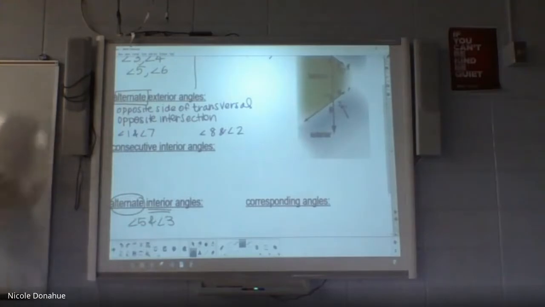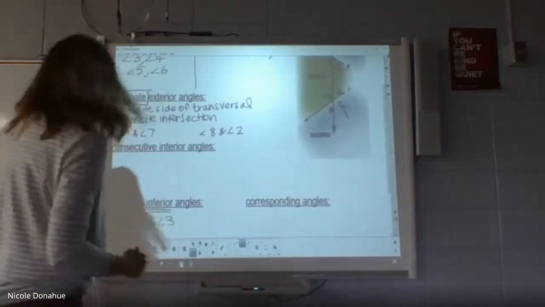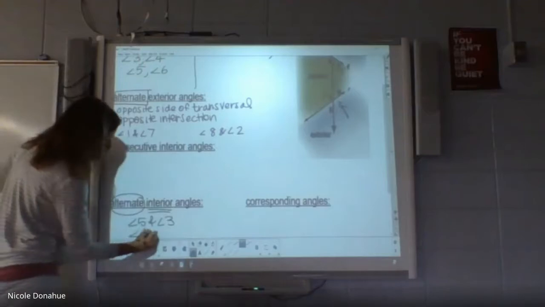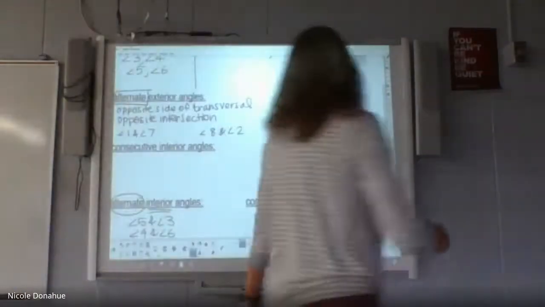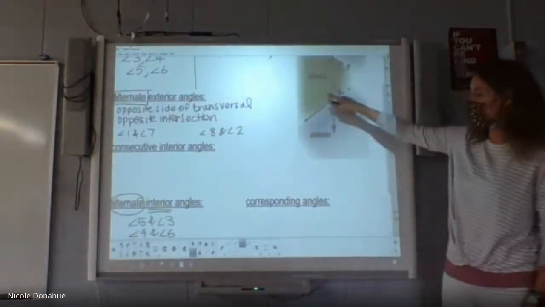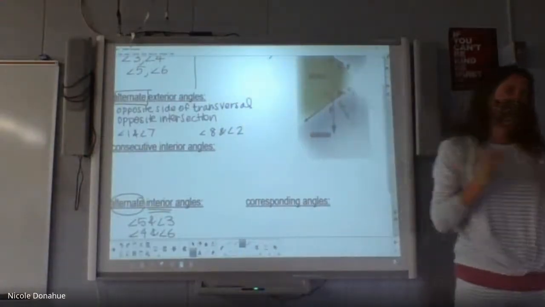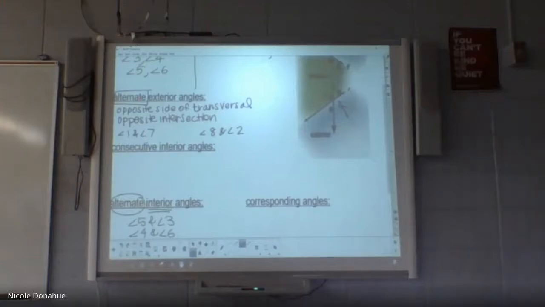Someone have another pair for me? Yeah, Will? 4 and 6. 4 and 6, very good. So 4 and 6. So 5 and 3. 4 and 6, those are our two pairs, and they have to go together that way, so they have to be on alternate sides as well.